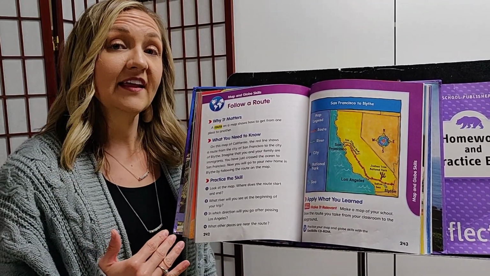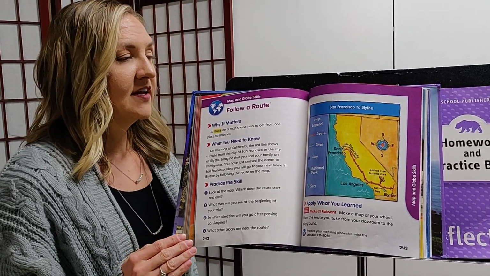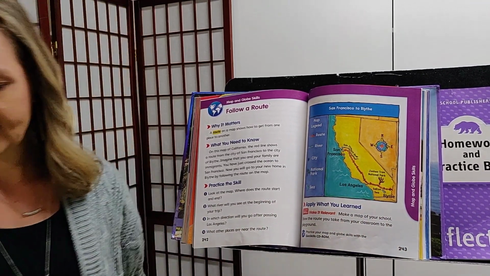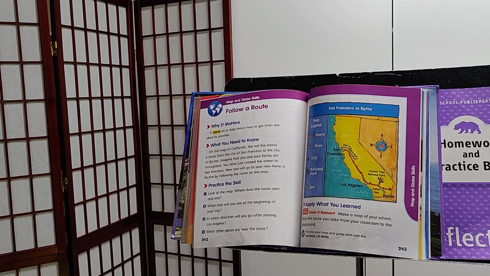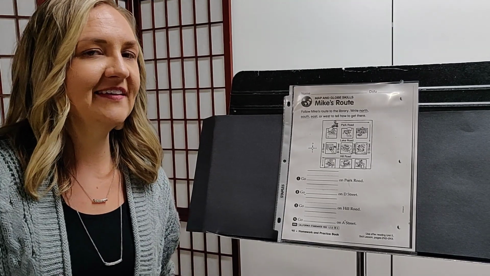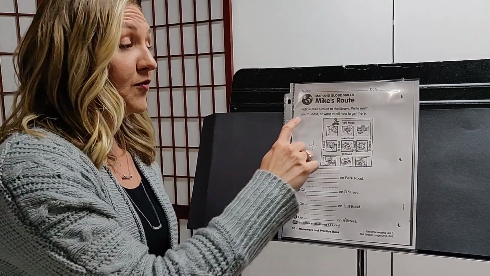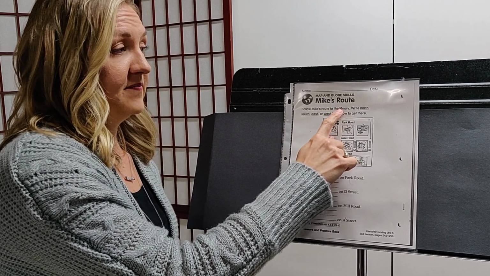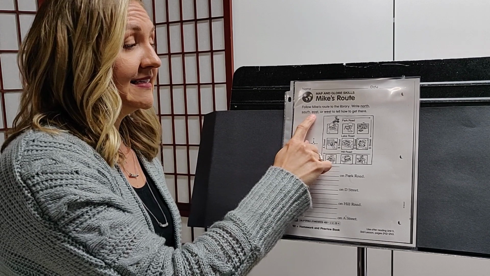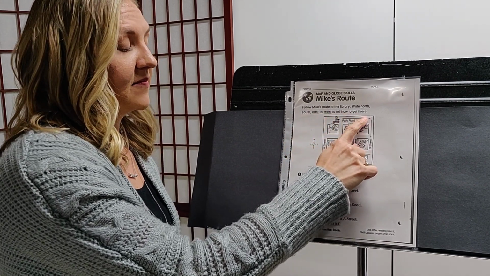Now that we've practiced looking at a map and following a route, let's go ahead and continue by looking at our homework book page. So go ahead and get out your homework books, and let's look at page 40. Okay, here's our homework book, page 40. And it's called Mike's Route. Follow Mike's route to the library. Write north, south, east, or west to tell how to get there.